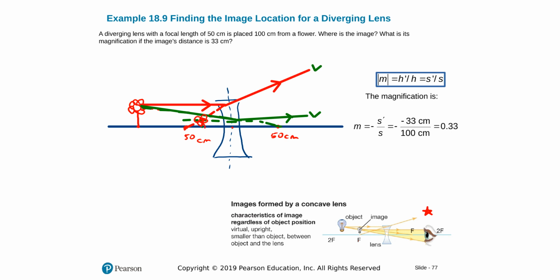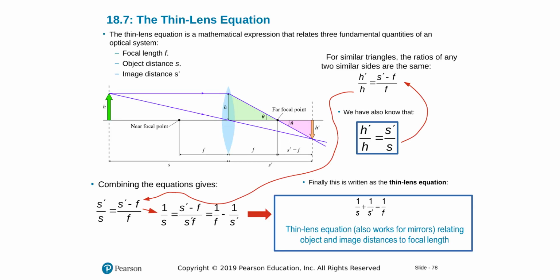The question further asks, if the distance of the image is 33 centimeters, that would be S prime, and would be negative 33 centimeters because we have a virtual image. What would be the magnification? Put it in the magnification equation, minus cancels, and we'll have plus 0.33. There is a way to exactly find the distances without doing ray tracing, and that's the thin lens equation.